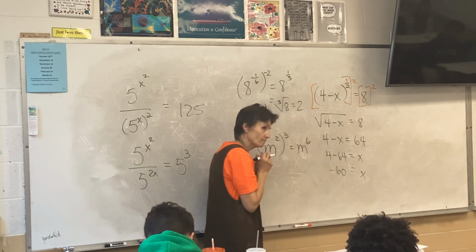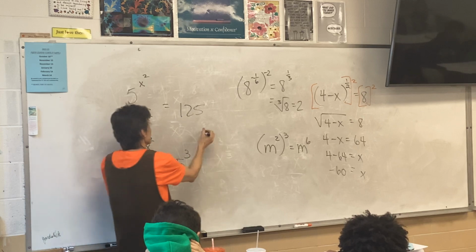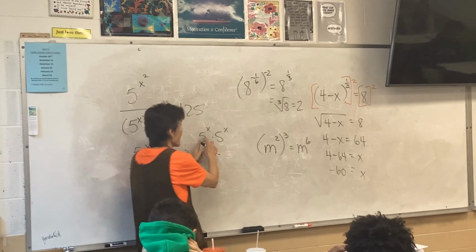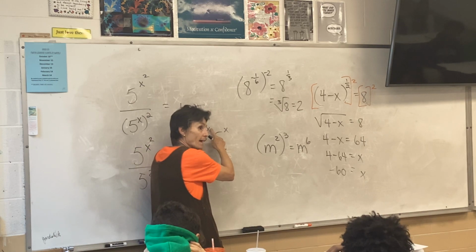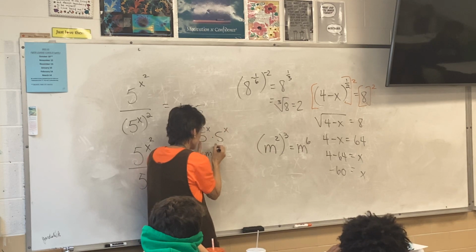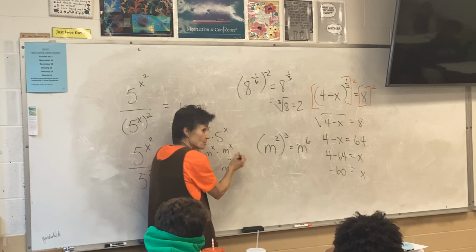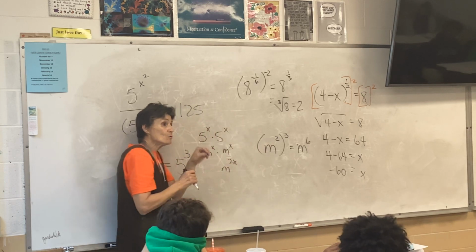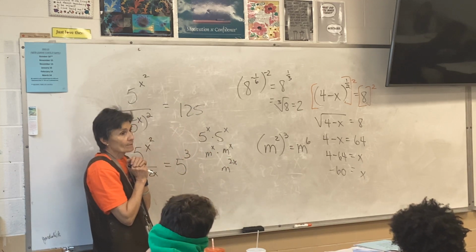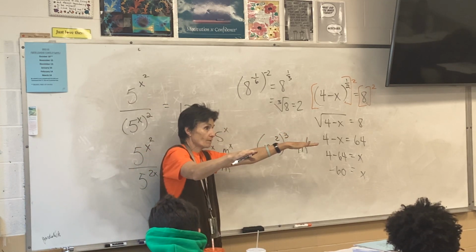Did the base change? No. Remember, what this means is 5 to the x times 5 to the x. What does my exponent rule tell me to do? Add my exponents, but I don't change the base. If this were m to the x times m to the x, it would be m to the 2x. When you do operations with exponents, you don't change the base. So if you're adding exponents, your base has to match, and it ain't gonna change.